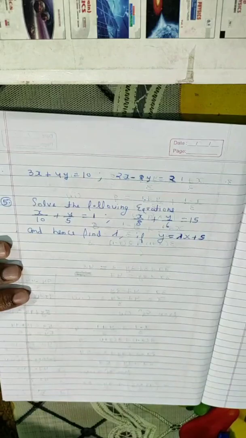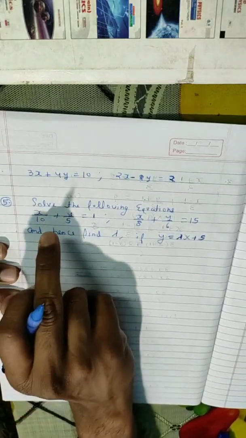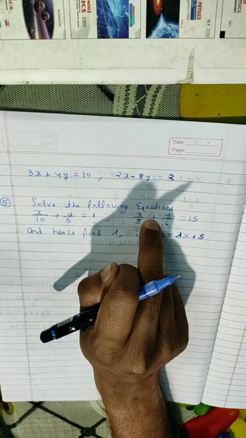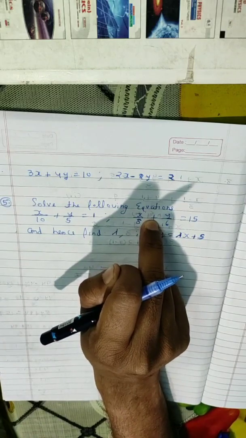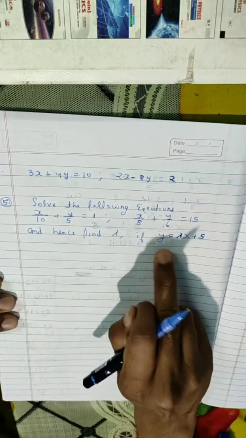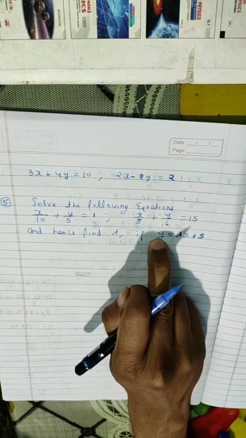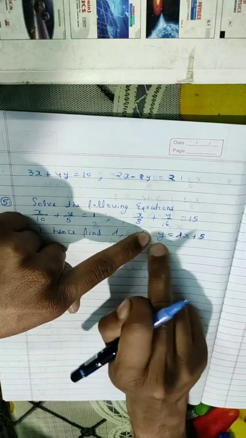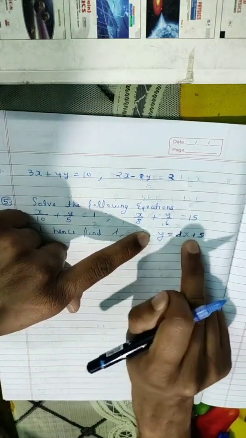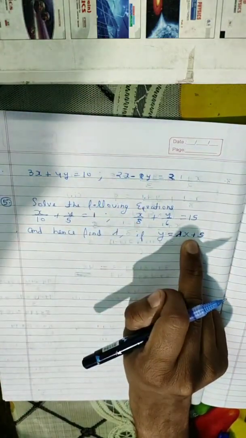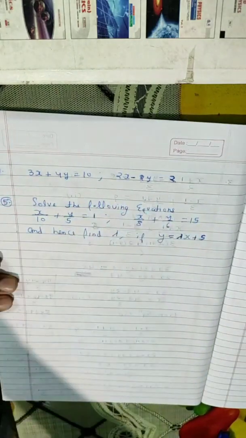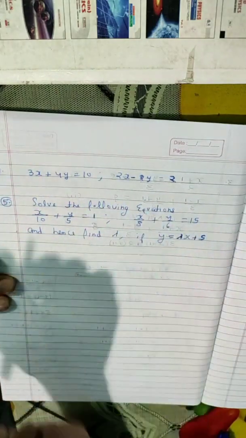Actually what we have to do is solve these two equations and get the values of x and y. Once we calculate the values of x and y, we will put the calculated value of y here, and the calculated value of x here. So after solving this equation, I will get the value of lambda. So it is a very simple question. Our motive is to solve these two equations first, and we will use the substitution method.